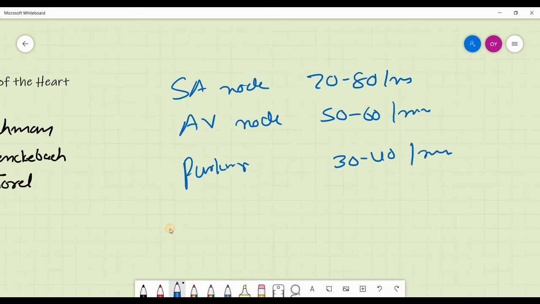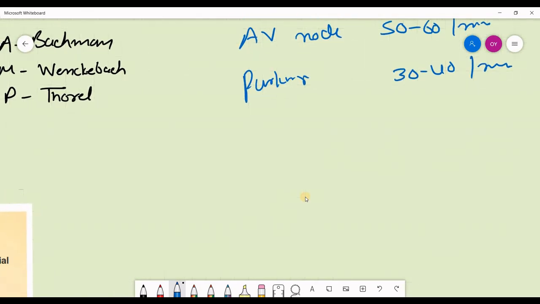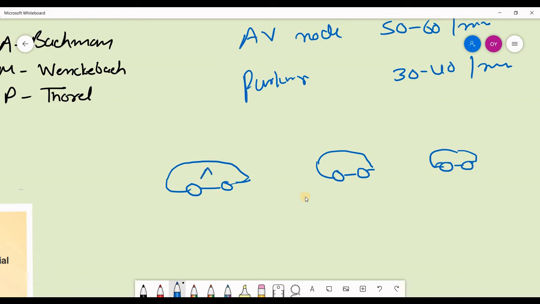So let's take an example and see how the SA node takes over the control. Let's take the example of three cars on the same line. They are on the same line but with three different speeds. So this is car A, B and C. This has a speed of 70 per minute, this has 50 per minute, and this has 30 per minute.